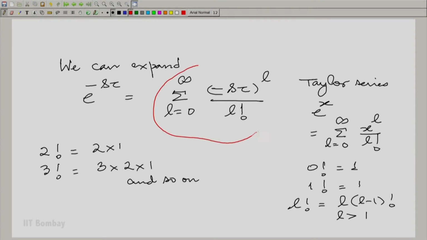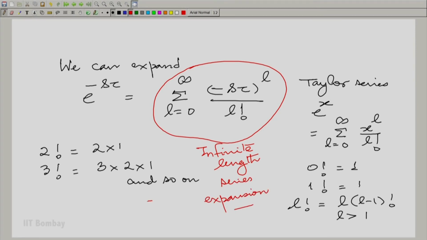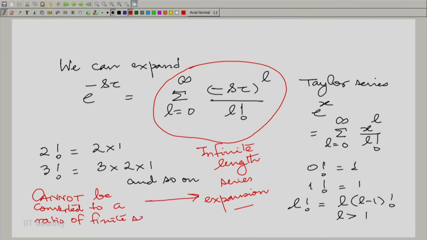But what I am trying to say is that this is not a finite series, but an infinite length series. And unfortunately, it cannot be converted to a ratio of finite series. In contrast, why I am making a point of this is because we may tend to think that the moment you see an infinite length series, there you are gone, it is not rational. That is not true. Let us take a very simple example or a counter example to illustrate my point.